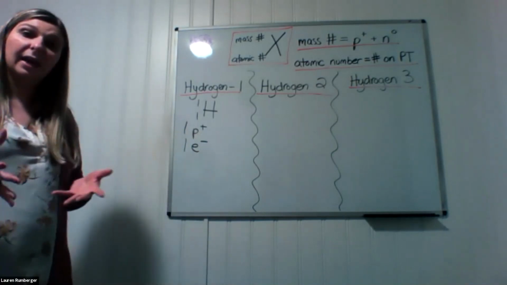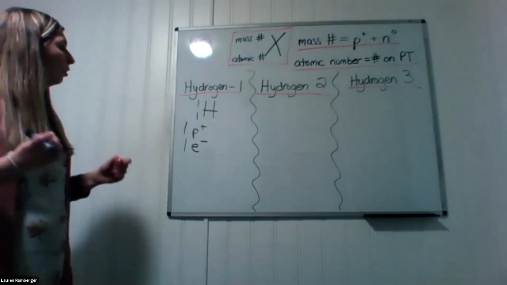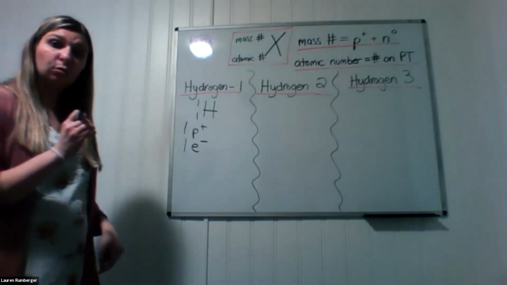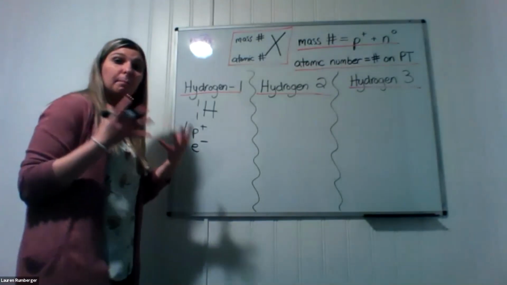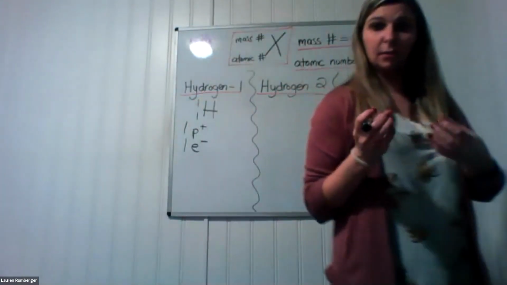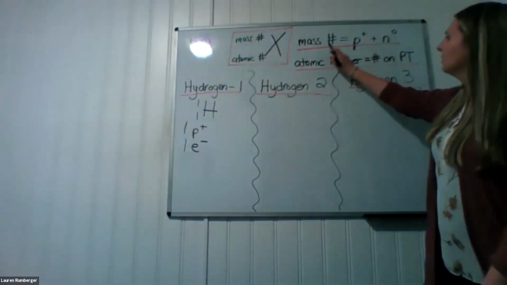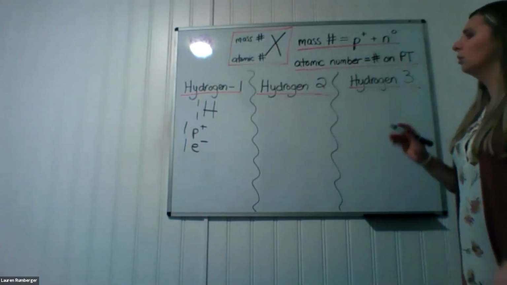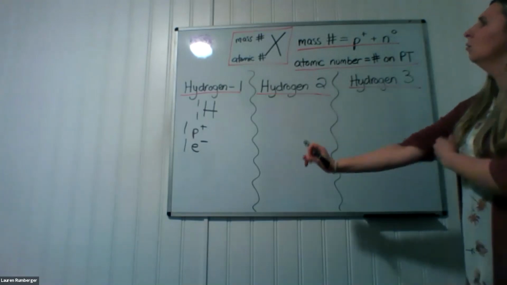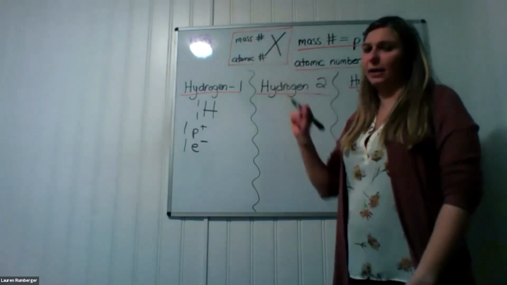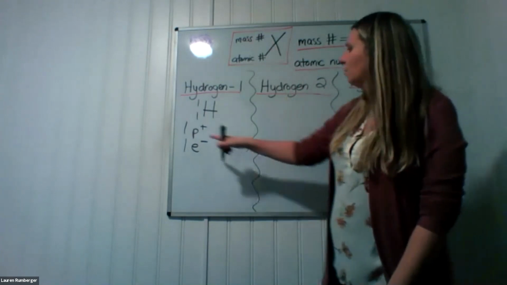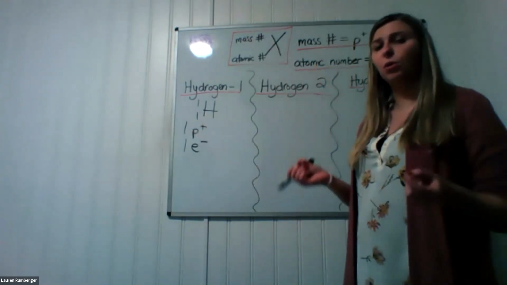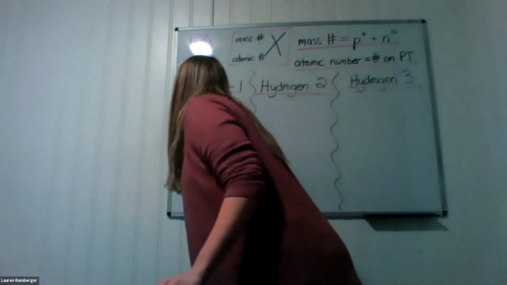Now, what else is in the atom? We have neutrons. Neutrons are found in the nucleus with the protons. The nucleus makes up the bulk of the mass. So the mass number is equal to the number of protons plus the number of neutrons. Well, we know the mass number is 1. We know that we have 1 proton. Therefore, we must have 0 neutrons in the atom.